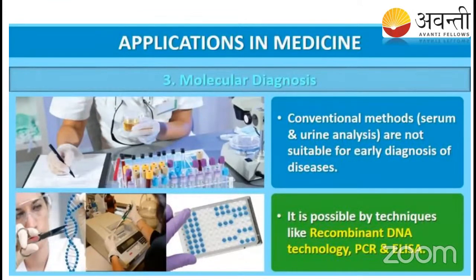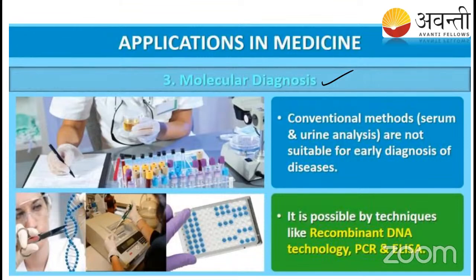Then we'll go to molecular diagnosis. Why do we do molecular diagnosis? Sometimes we come to know about a disease by analyzing the urine and the serum, right? If you go to the doctor with symptoms, the doctor will tell you to go for a urine test or a blood test. But here we don't have any symptom, and we are diagnosing whether the disease is there or not. That is what we call diagnosis.